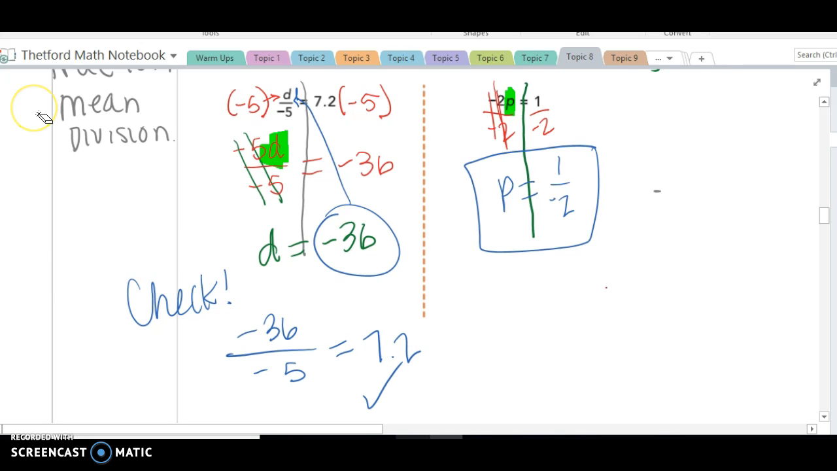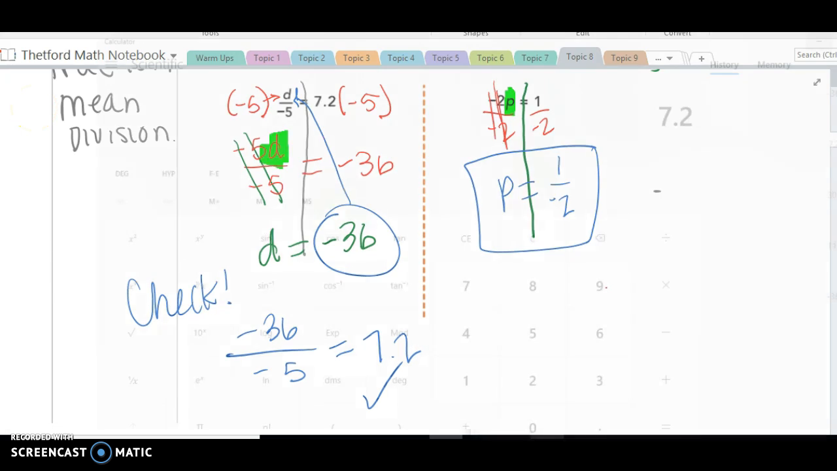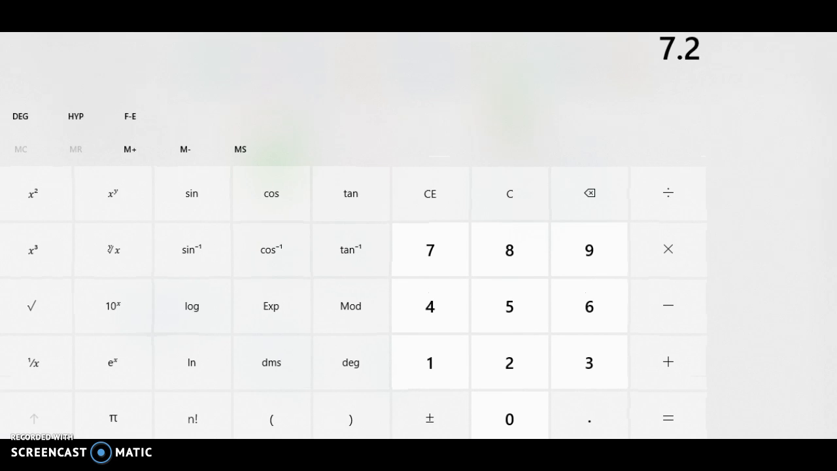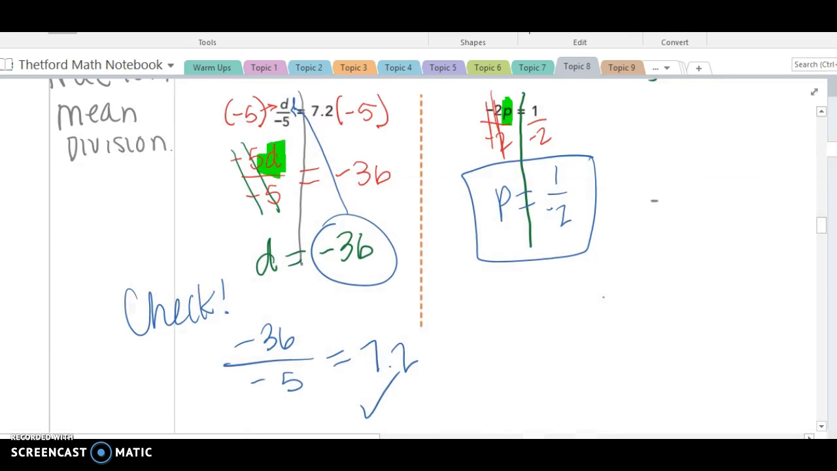Whenever I use my calculator, I have 36. I make it negative. Divided by 5. Need to make it negative. And I do, in fact, get 7.2. So, there we go. Our answer is correct.